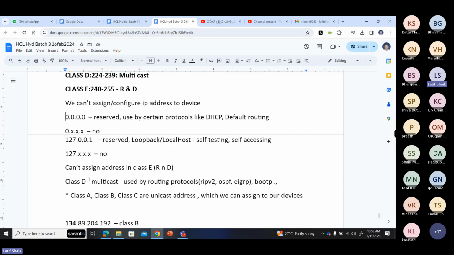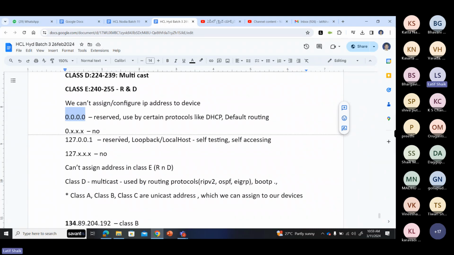0.0.0.0 is a reserved IP address. If it is a question, guys, why not use 0.0.0.0? It is a reserved IP address that is used by certain protocols like DHCP for configuration purposes, and in default routing, permit all, deny all kind of places. Anyway, this entire zero series, we don't use it.